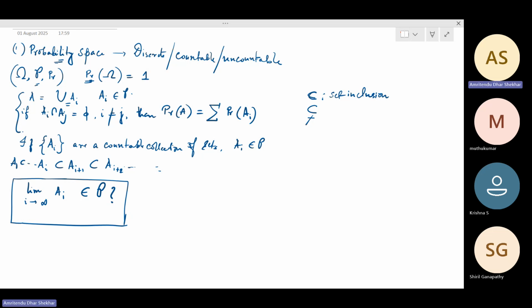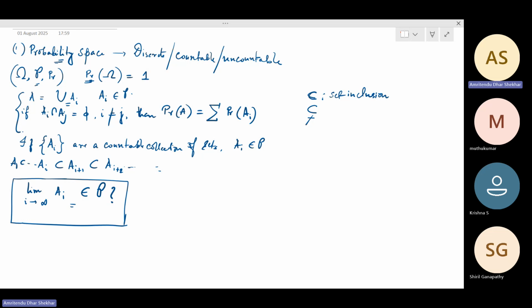And so the answer to this is yes. If we have an increasing sequence of sets like this, then if we take the limit of this sequence, the set is going to be contained in this sigma algebra, script P. And the reason why it will exist is basically as follows.